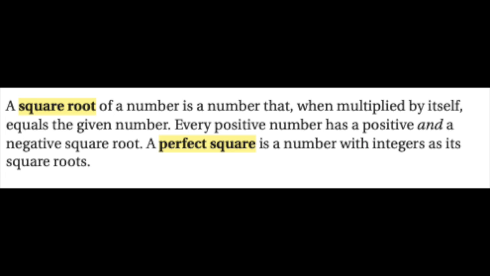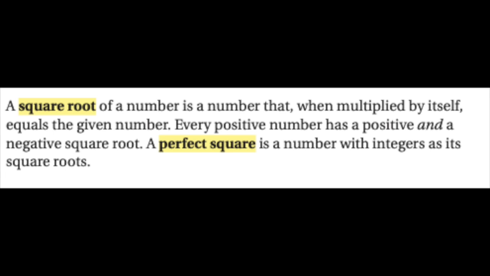So if we look, a square root of a number is a number that, when multiplied by itself, equals the given number. For example, 2 times 2 is 4. So when 2 is multiplied by itself, it gives us 4. The square root of 4 is 2. All right? We also know that every positive number has a positive and a negative square root, because negative 2 times negative 2 is 4. So the square root of 4 would be either positive 2 or negative 2.